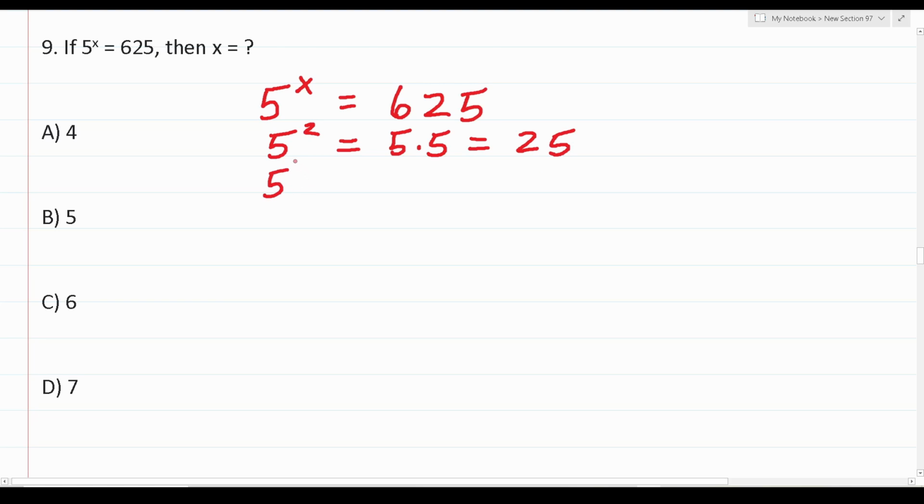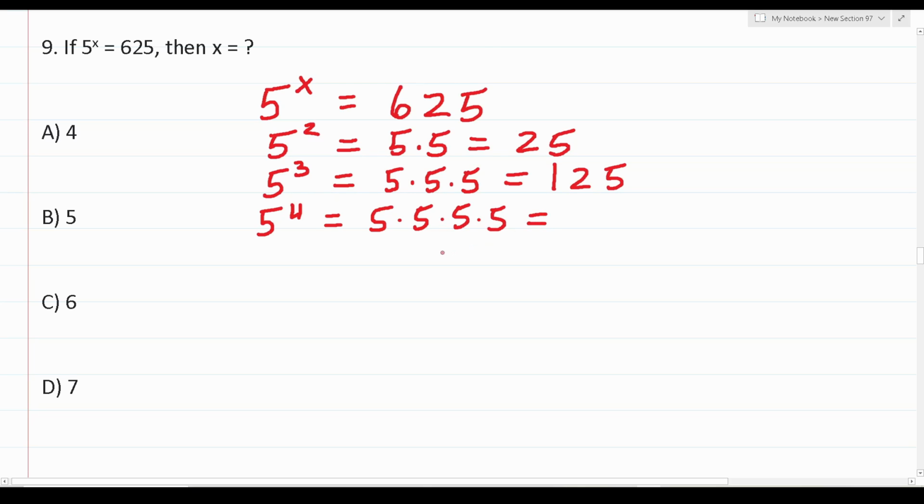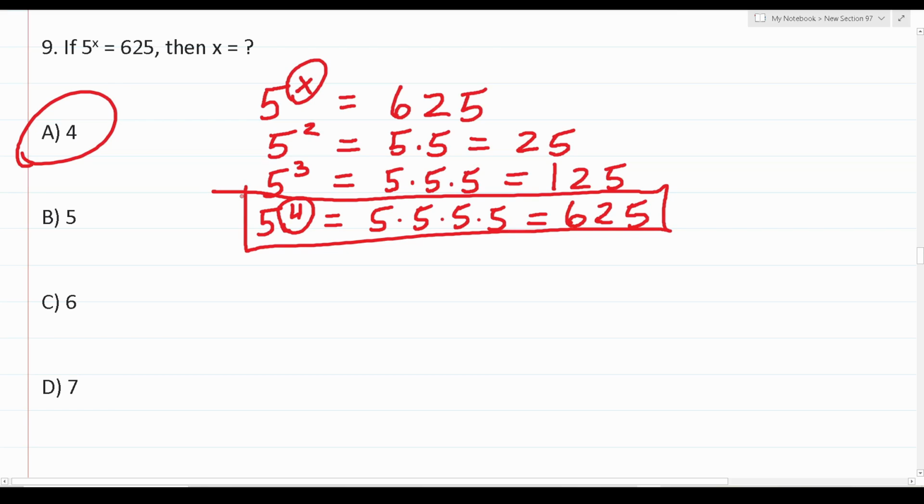If x was 3, this would be 5 to the third, which is the same as 5 times 5 times 5. 5 times 5 is 25. 25 times 5 is 125. If x was 4, this would be the same as 5 times 5 times 5 times 5. 5 times 5 is 25, times 5 is 125, times 5 is 625. So in this case, it should be obvious that x is going to be 4. In other words, 5 to the 4th power is in fact 625. All right, so that's that one.